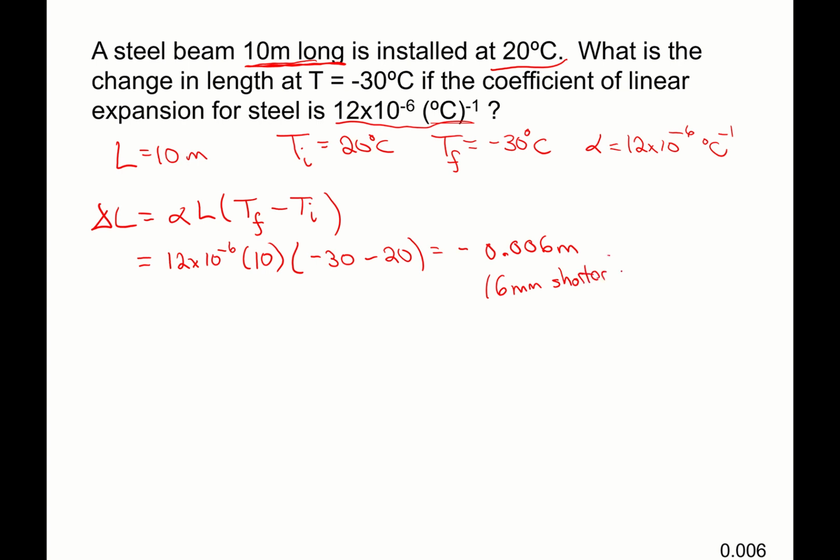Okay, so the negative change in length tells me it got shorter, which is what we expect when it gets colder. It grows when it gets hotter, shrinks when it gets colder, and it only shrinks by a very small amount. However, this amount can be significant if you've got a building that's continually expanding and contracting. It can damage around the steel rivets, for example. They can get pulled bigger and smaller, and eventually you can get metal fatigue and the building could collapse. So engineers have to take these things into account when they're building buildings.